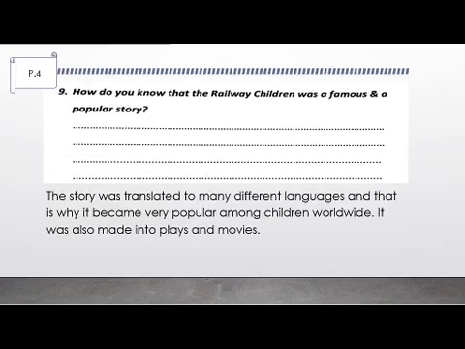Question number 9 says, how do you know that the Railway Children was a famous and a popular story? We have said that also in the last video, and the answer says that the story was translated to many different languages, and that is why it became very popular among children worldwide. It was also made into many plays and movies in different editions.